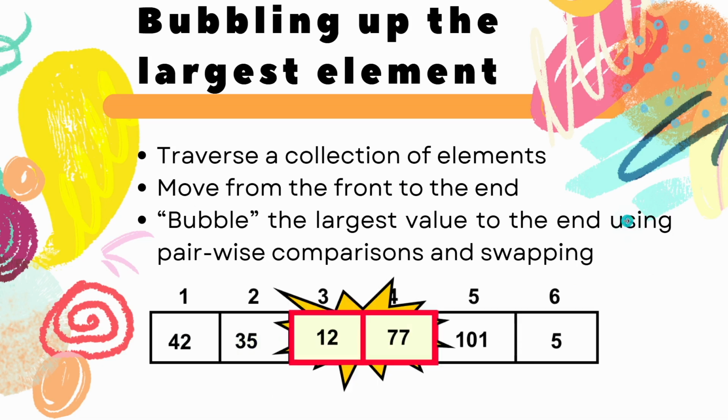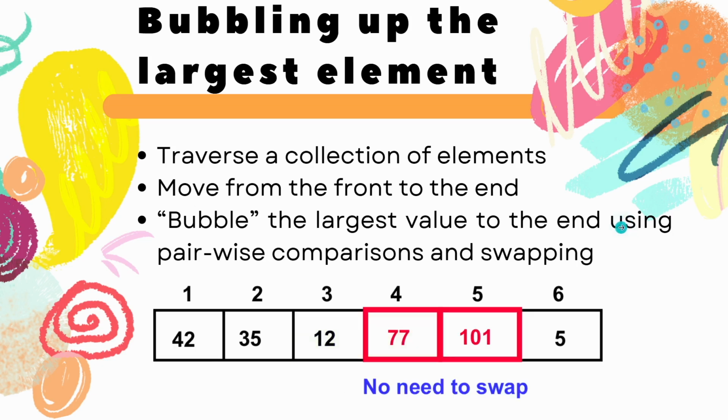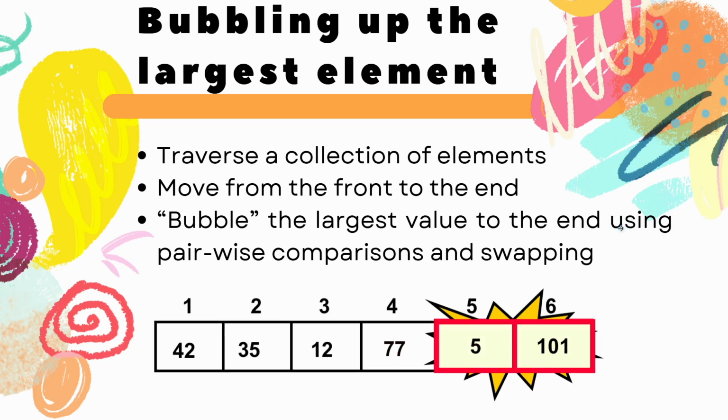Next, I compare 12 and 77. Again, 12 is less than 77, so I advance, or swap. Then I check 77 and 101, which means they are already in order, so there is no need to swap. Then I compare 5 and 101, and since 5 is less than 101, I do a swap there.